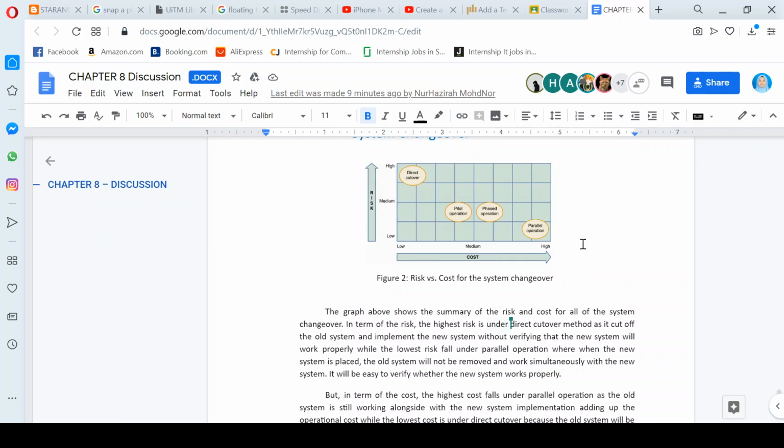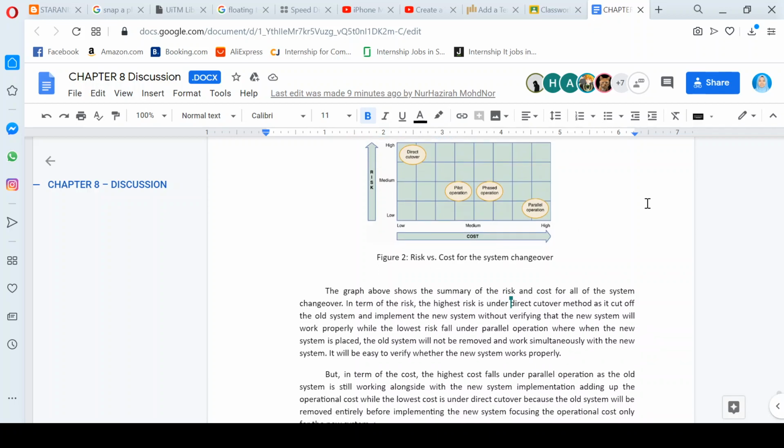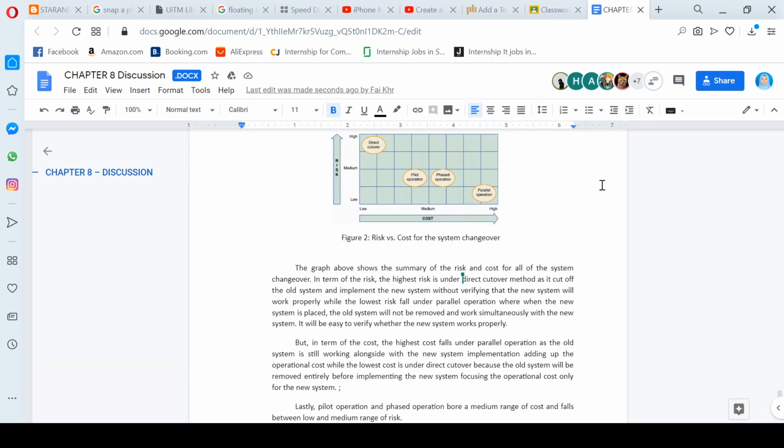Okay, another thing is if you think that the performance of the new system and the old system is important, kamu akan invest untuk beli satu lagi server. Satu server kamu akan set up kamu punya sistem yang baru, satu lagi server kamu akan gunakan sistem yang lama. Sekarang ni kita ada dua server, so of course dia akan menggunakan banyak cost.